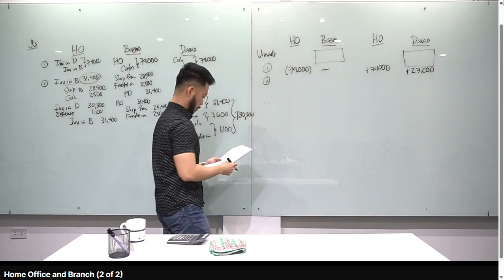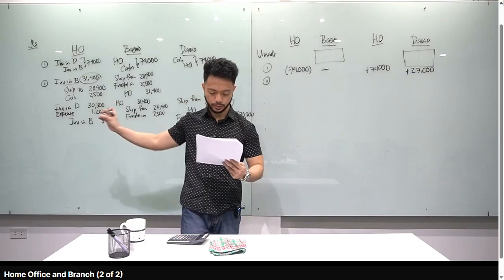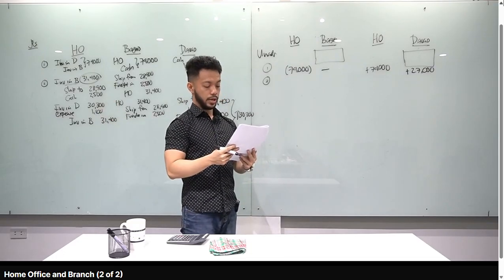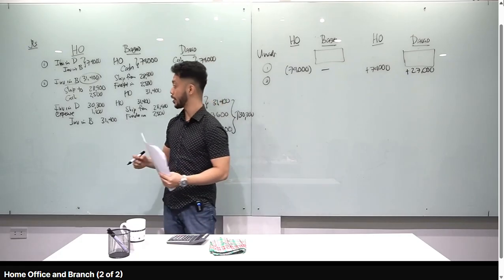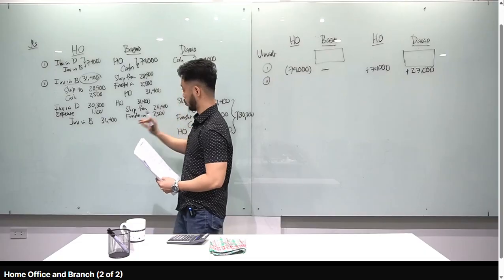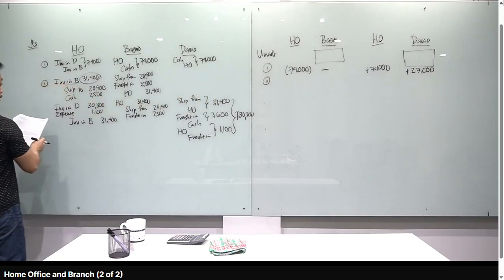30,300. Okay. Now, tingnan natin yung adjusting. So, hopefully, nag-gets yan, ha? So, sabi dun sa last sentence, the inter-branch shipment was not recorded by the branches and the home office as well. Walang na-record yung home office and branches. Dito muna tayo sa home office. So, paano yung magiging adjustment natin?